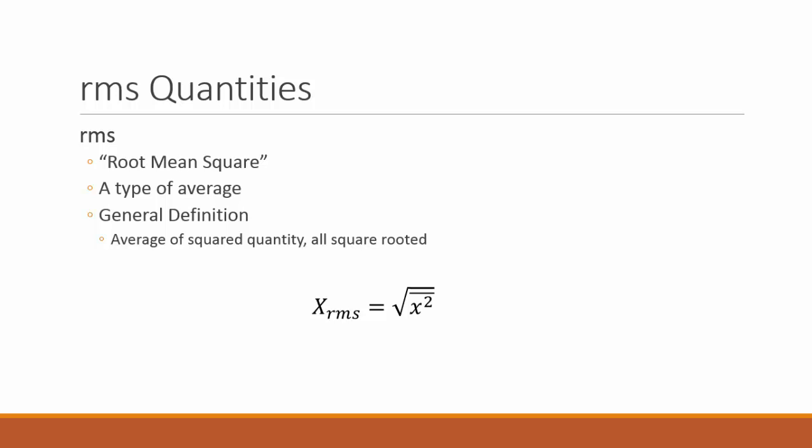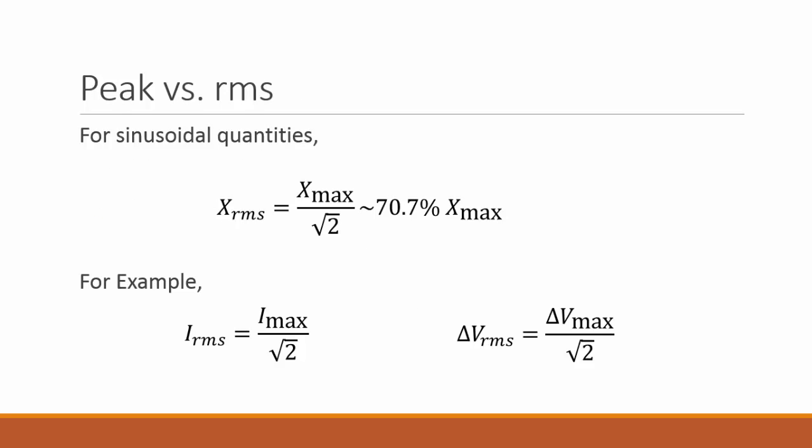But that is just the traditional way of writing it. Now, if you have a sine wave, there's a fixed relationship between the maximum of that value, like current or voltage drop, and the RMS. And the answer is that you just divide the max by square root 2, which gives you something like 70% of the original value. So if, for example, the maximum voltage was 100 volts, then the RMS voltage would be around 70 volts.